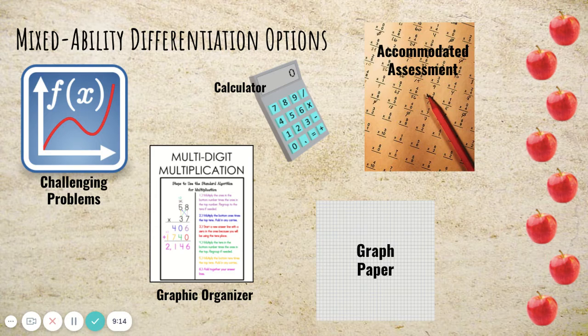Aside from those accommodations and differentiations, students will also use assistive technology devices. This unit, they will use calculators to solve simple multiplication facts. This will allow students to focus on the standard being assessed rather than getting basic math facts wrong because they don't remember them.